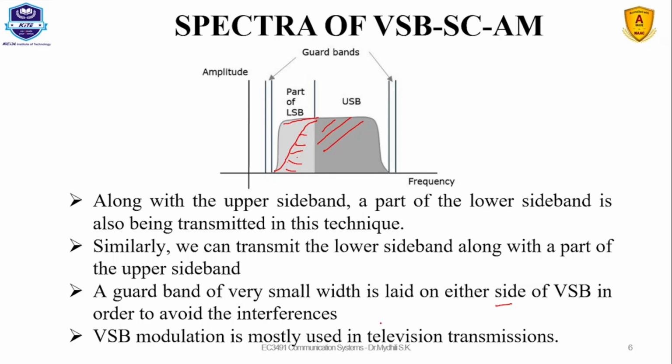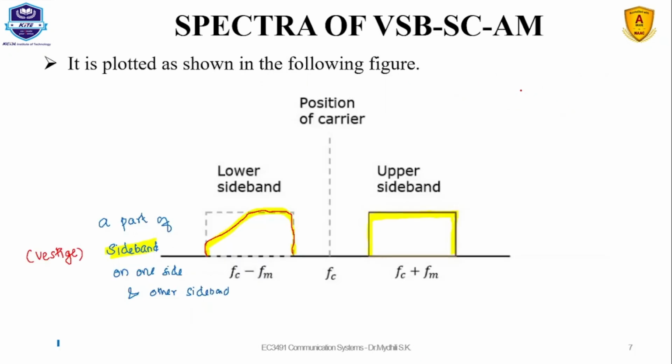This is widely used in television systems. A TV system consists of an audio as well as a video signal. Imagining these as two signal components, the video requires a full sideband to be carried, whereas only a part of the sideband is required for the other message signal. Hence this is widely used in transmission of television signals.